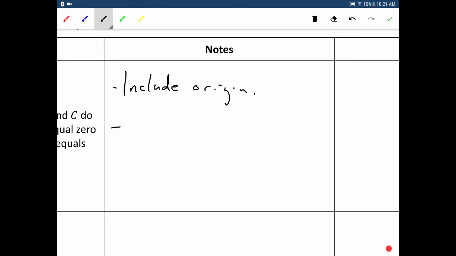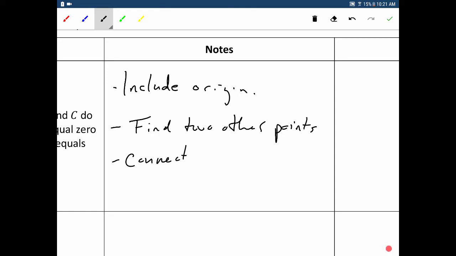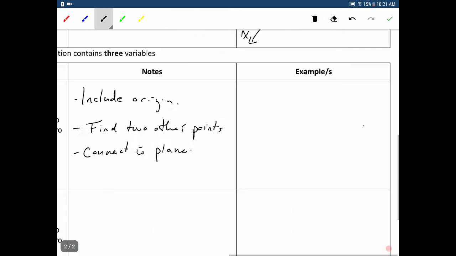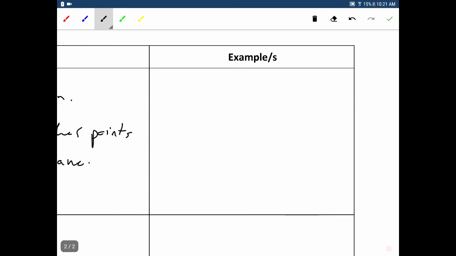So we're going to find two other points. And then you're going to connect it with a plane. As I say, this is the hardest one to illustrate, or at least I think so anyway. So don't worry too much, but do your best.